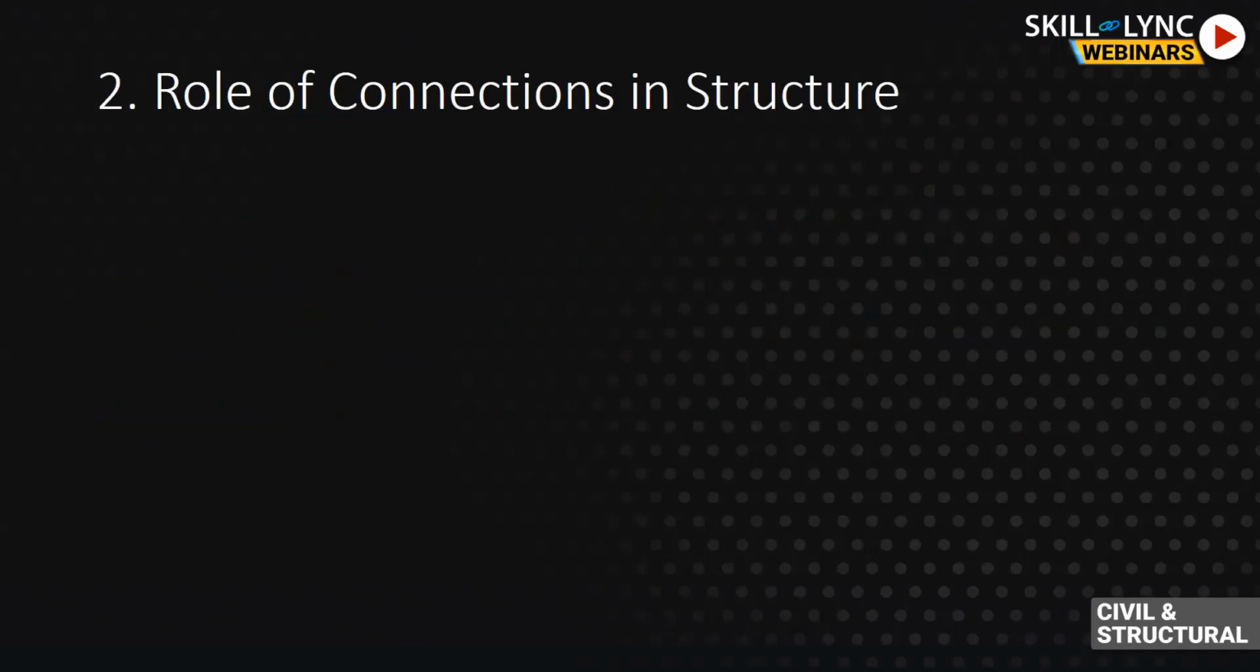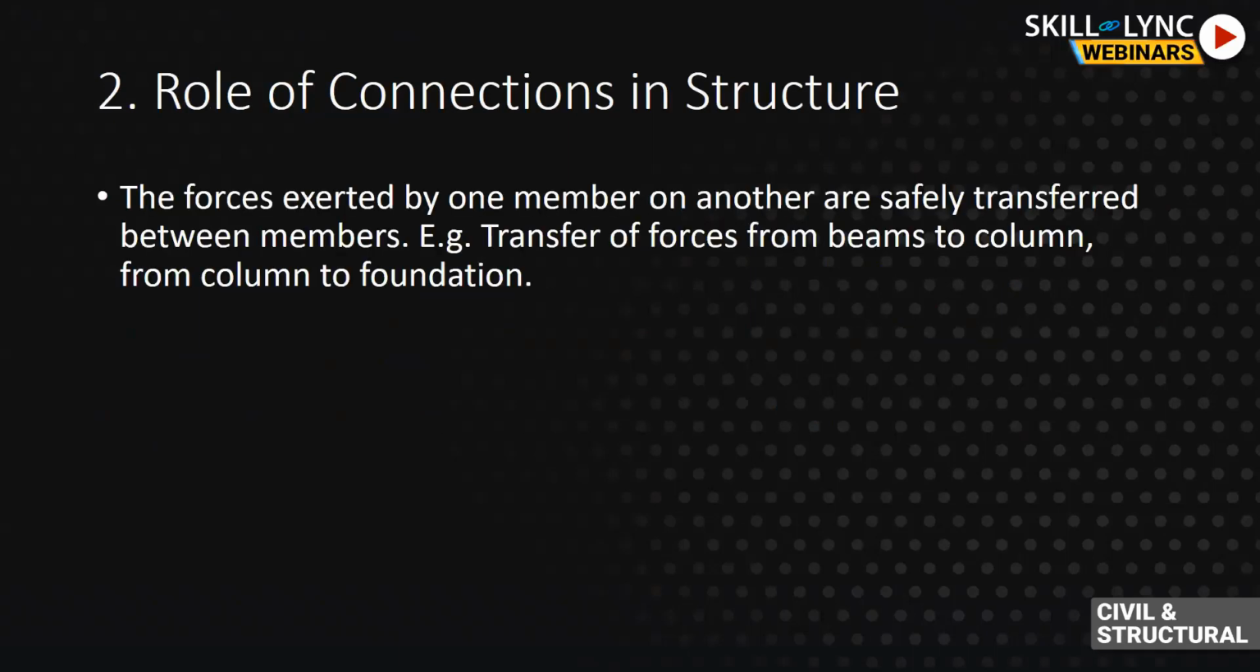Moving forward, let us take a look at the role the connections play in a structure. The main function of the connection is to safely transfer the loads between members. Right? For a beam column junction, the forces from the beam have to be safely transferred to the column and from column to the foundation.